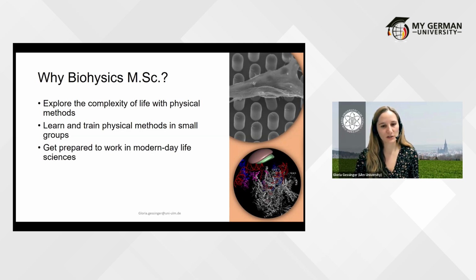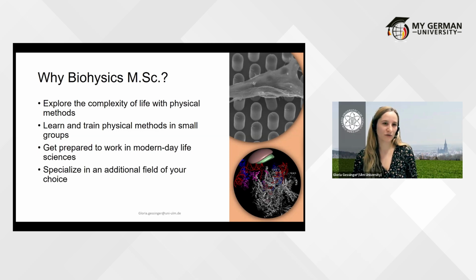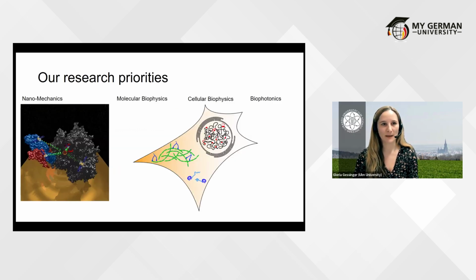And here at Ulm University, you can, in addition to the biophysics that we teach, specialize in an additional field of your choice. So for instance, if you are a biologist, you can take biology classes. If you are a physicist, you can take physics classes. Our main research priorities at Ulm University in biophysics are nanomechanics, molecular biophysics, cellular biophysics, and biophotonics.